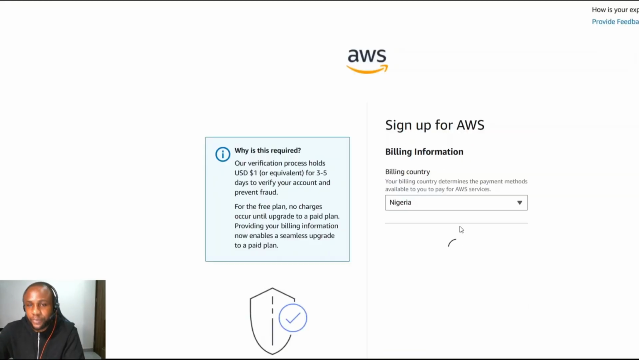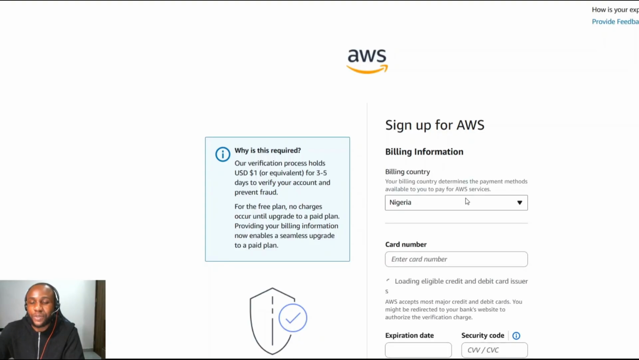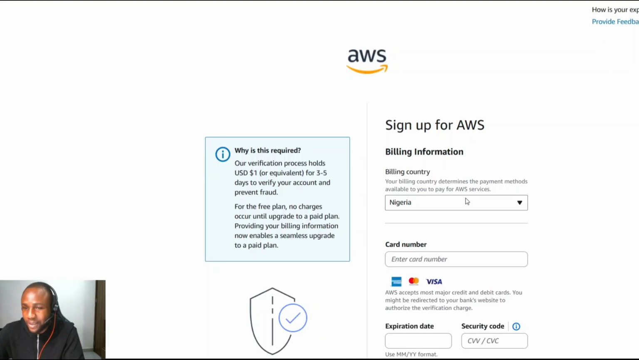Now, this is the tricky part, right? You need to add your billing information, which is your debit card. Now, AWS accepts just MasterCard and the Visa card. So if you're using the Verve card, for some of us that are using OPay, you'll not be able to use this kind of card here because they only accept Visa and the MasterCard, right?